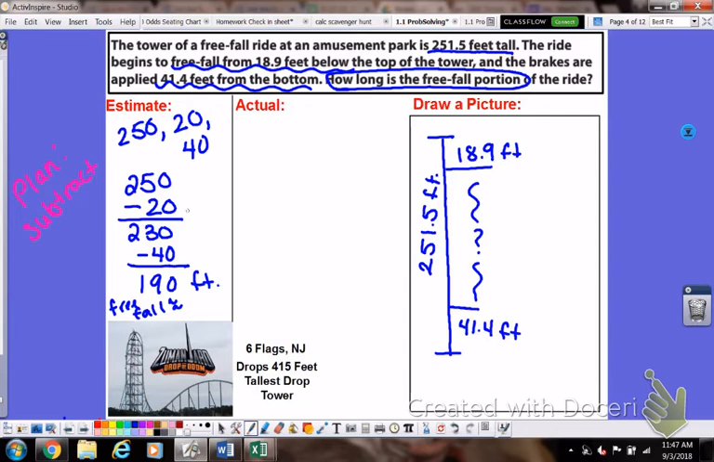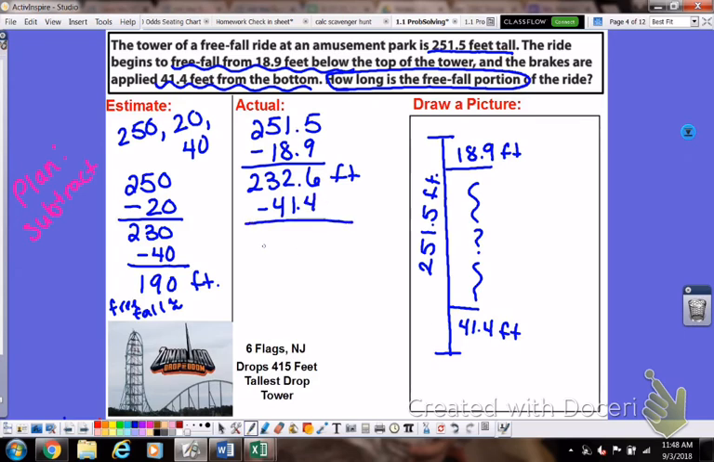Now we're going to be following the same method we used over here, but using our actual numbers now. So our actual height is 251.5 feet. And we're going to take off that top portion of 18.9 feet. Go ahead and subtract. We should end up with 232.6 feet. And next we subtracted our 40 feet, which in reality was our 41.4 feet, to find out that our free fall was actually 192 feet. We want to make sure we label everything.